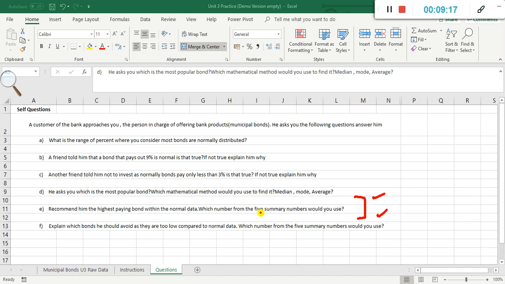Okay. And also the same thing, explain which bond he should avoid as they are too low compared to the normal data. So which number from the 5 number summary would you use? Again, you have to look at the higher quartile, lower quartile, median, average. What is the value that I can tell him to avoid? Don't tell him the lowest value. That is not how it works. Remember, it says compared to normal data. Very good. So with that, we're done.